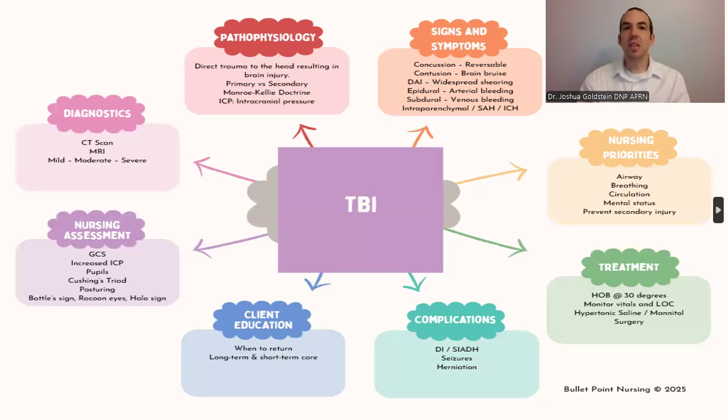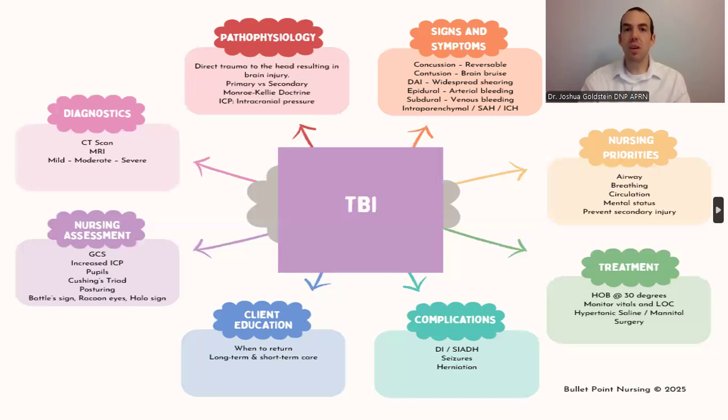Finally, the last 3: battle sign, raccoon eyes, and halo sign. Let's talk about each of those. Battle sign is where the patient has a hematoma or ecchymosis behind the ears. Raccoon eyes is where the patient has periorbital ecchymosis, black and blue marks around the eyes. And both of those are signs of basilar skull fractures.